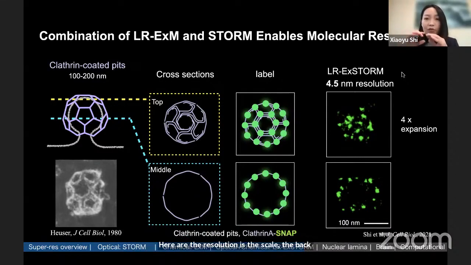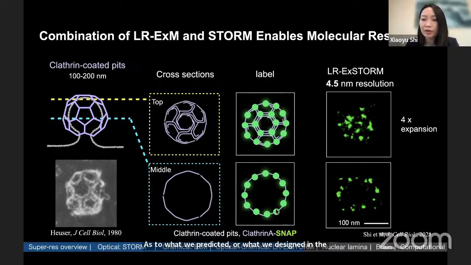The resolution for the STORM microscope is still about 15 to 20 nanometers. The 4.5 is that resolution divided by the expansion factor. And here, with only 4 times expansion, you can see the separated labels, snap tags, at the vertices of those polygons. When you focus the objective through the middle cross-section of the clathrin-coated pits, you see the discontinuous ring, as we predicted, or what we designed in the labeling fashion.